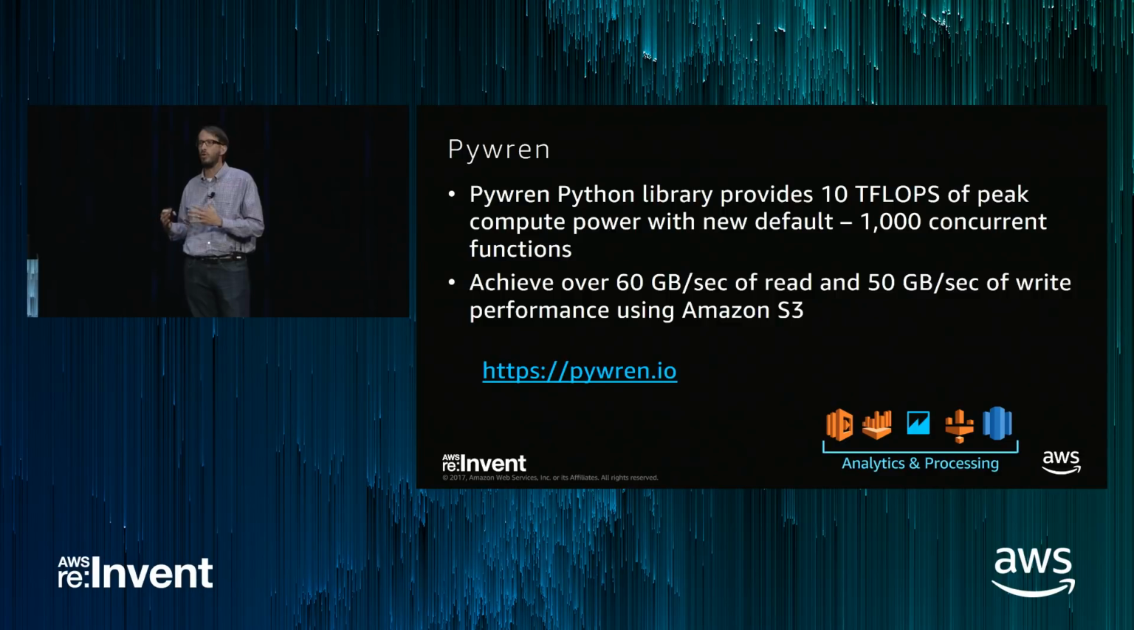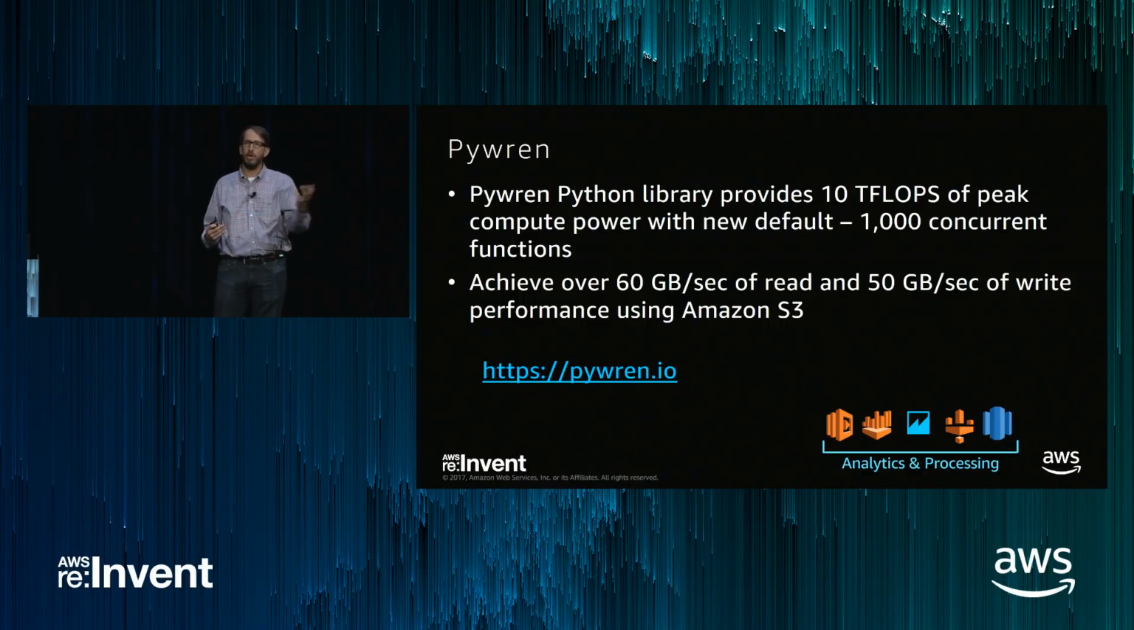And this is also a great library to leverage for interactions with S3. So you can bring data in to S3 or read data from S3 in very, very massively parallel scenarios across many different Lambda functions. The Pyron team actually ran some tests where they achieved 60 gigabytes per second of read and 50 gigabytes per second of write performance. So I've included the link to the Pyron for further reading.